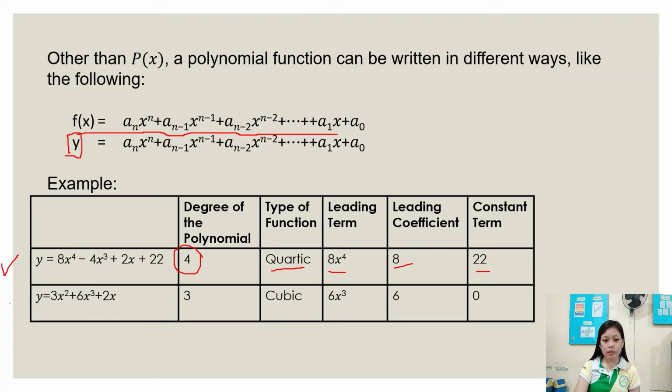The second example is y equals 3x squared plus 6x cubed plus 2x. The degree of the polynomial, or the highest degree, is 3. The type of function is cubic. The leading term is 6x cubed. The leading coefficient is 6 and the constant is 0, or no constant term, because all the terms have variables.